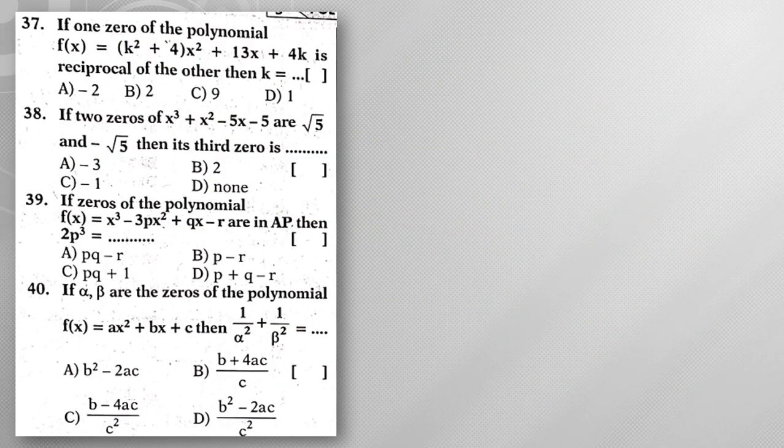Next, moving on to question number 37. If one zero of the given polynomial is the reciprocal of the other, once again the same question is asked, then simply what can we say? The x square coefficient is equal to the constant. So from this, what is the x square coefficient? The x square coefficient is k square plus 4, which is equal to 4 times k, right?